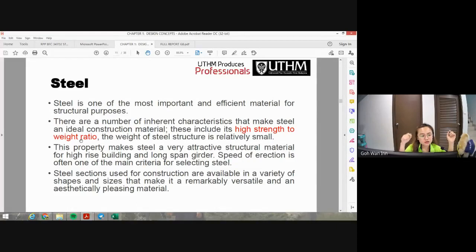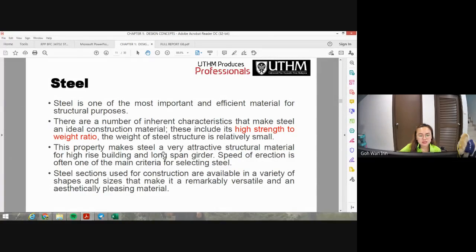It means high strength to weight ratio, like if you have 12:1 compared to 5:1, of course 12:1 is higher. Steel is not that heavy, but it's strong. That's why it's called high strength to weight ratio. The weight of a steel structure is relatively small; it doesn't need to be so heavy, but the strength is there.